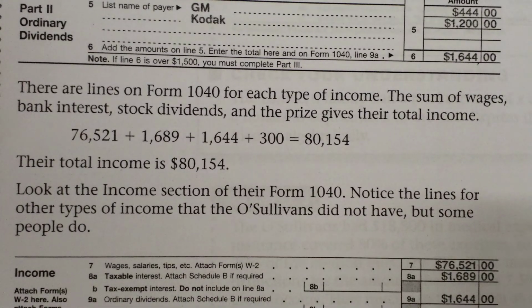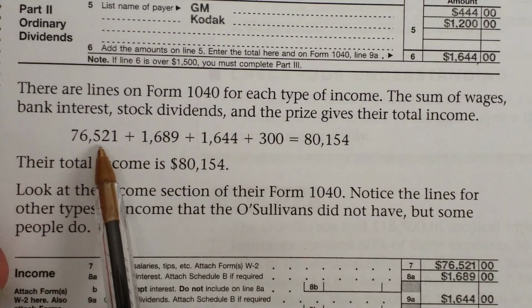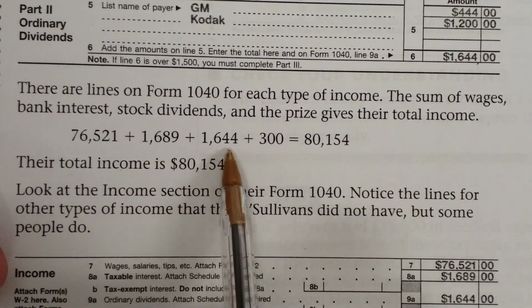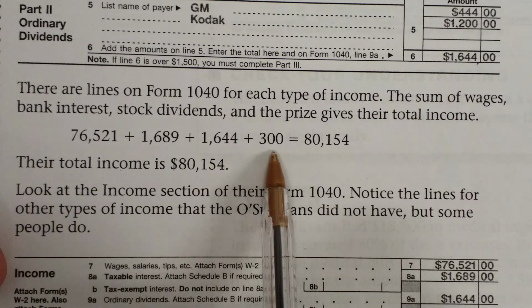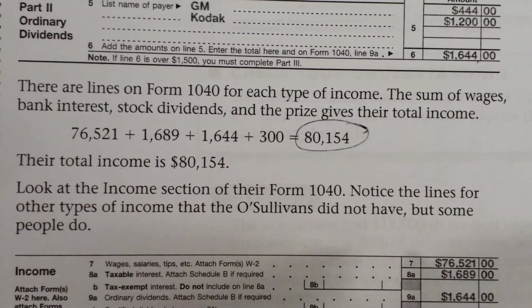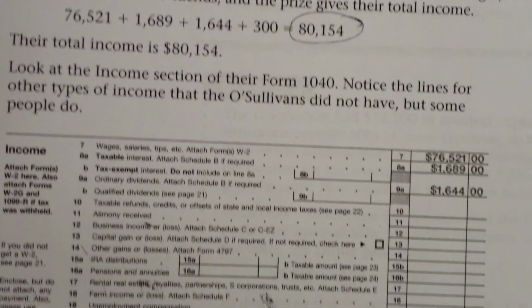Okay, so their total income, excuse me, this was their earned income. This was their interest. This was their stock dividends. And then I guess she hit for $300 on the lottery. So their total taxable income is $80,154. That's their total income, sorry. So now we're going to look at the income section.